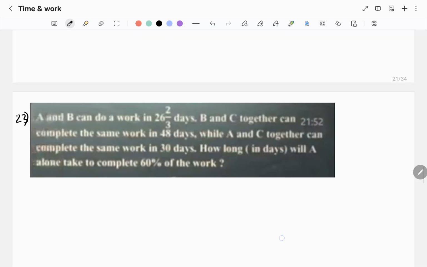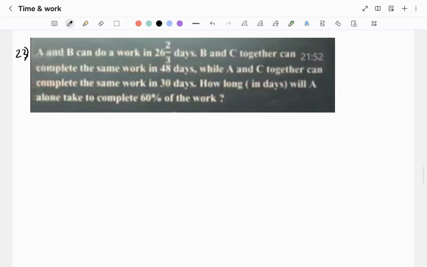Next question. A and B can do a work in 26 2 by 3 days. 26 2 by 3: 26 3s is 78, 78 plus 2 is 80, so 80 by 3. B and C together can complete the same work in 48 days, while A and C together can complete the work in 30 days. How long will A take to complete the work?